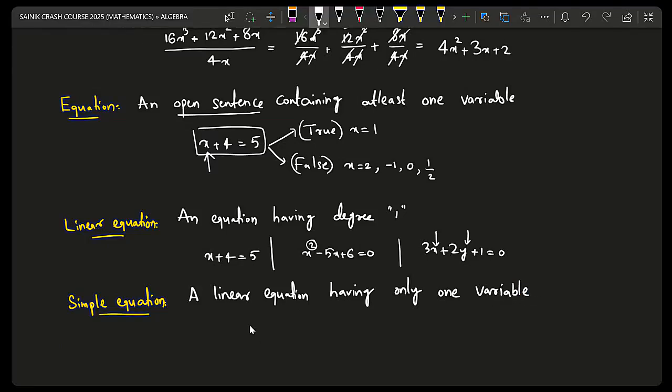See, for example, we took x minus 2 is equal to 3. Is this a simple equation or not? First of all, you check this is a linear equation or not. Yes, this is a linear equation because the degree is 1. Maximum power of the variable is 1. And is this having only one variable? Yes, this is having only one variable, that is x. So this can be called a simple equation. Now, how to solve a simple equation? Before solving simple equation, any doubts in these three types, you can ask me the doubt.